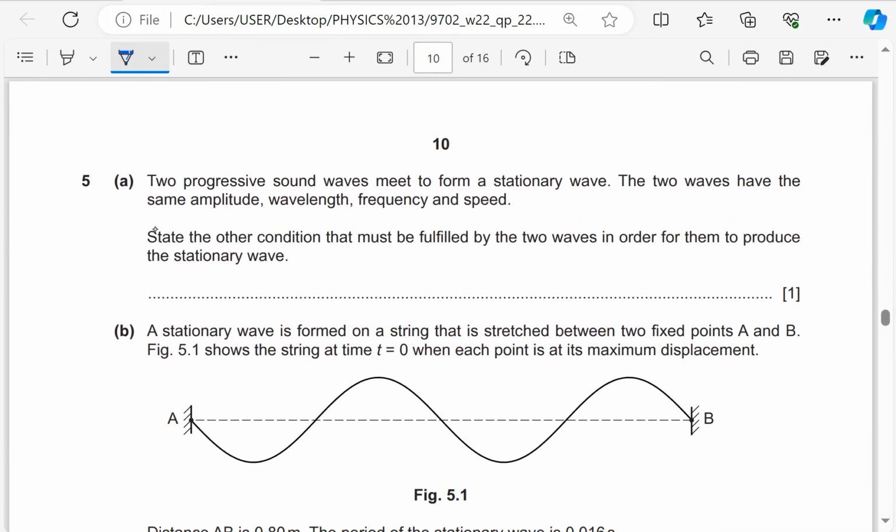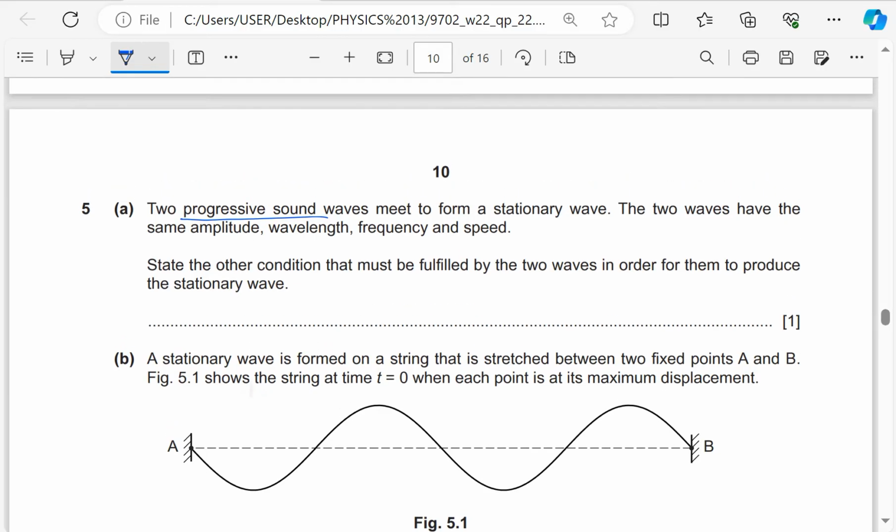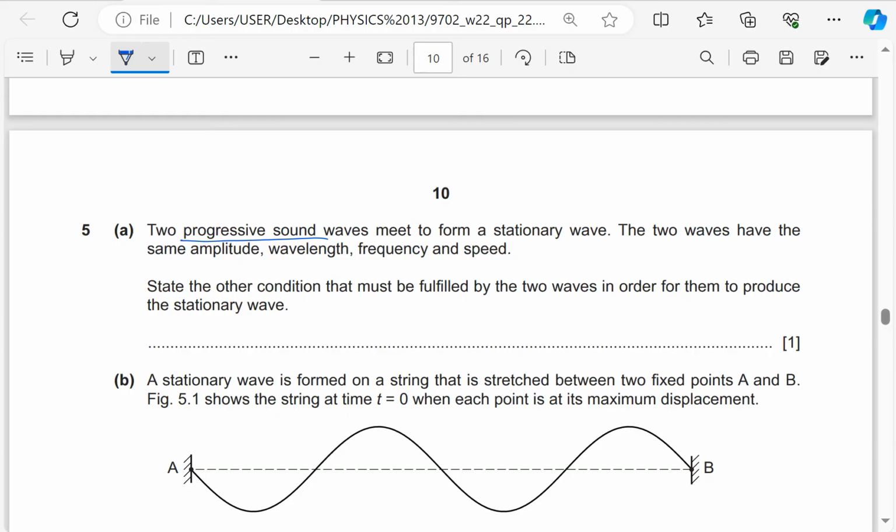Two progressive sound waves meet to form a stationary wave. The two waves have the same amplitude, wavelength, frequency, and speed. Remember, these are progressive waves. State the other condition that must be fulfilled by the two waves in order for them to produce a stationary wave. So of course they must be moving in opposite directions, because they have everything the same, but they should be moving in opposite directions. So we say they travel in opposite directions in order to create a stationary wave.